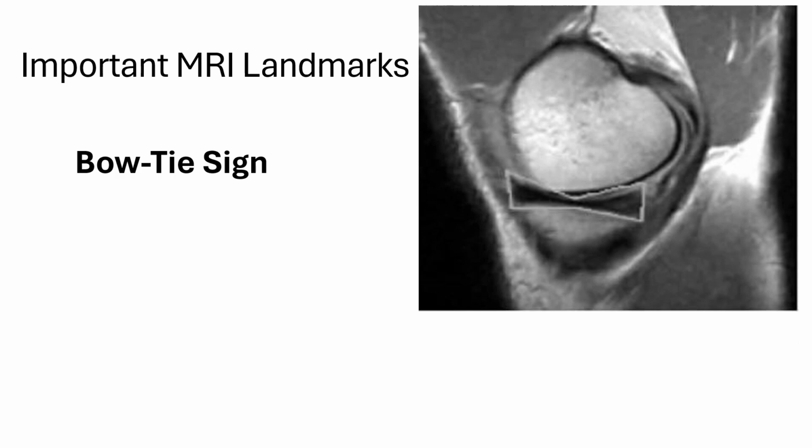Now the important landmark of the meniscus on MRI, a very important landmark, is the bow tie sign. Normally the body should appear on only two consecutive slices. If there is loss of the bow tie sign, then it suggests a bucket handle tear of the meniscus, and another cause is the discoid meniscus. So this is the bow tie sign of a normal meniscus.